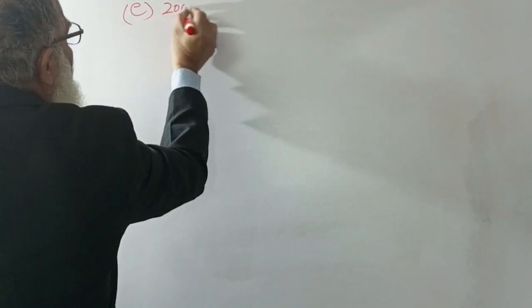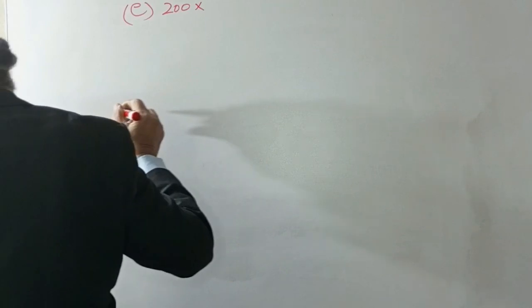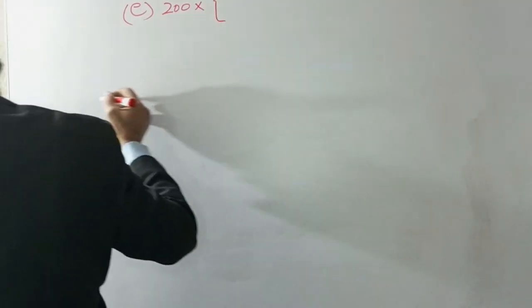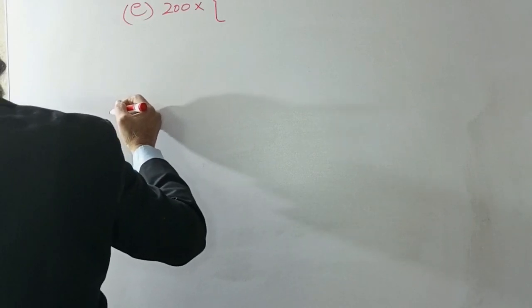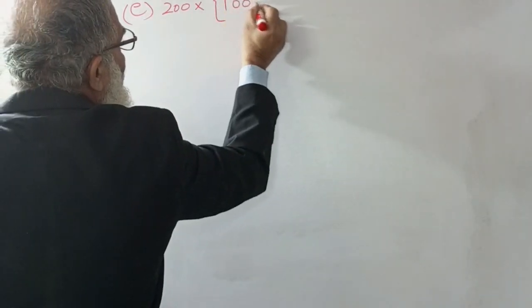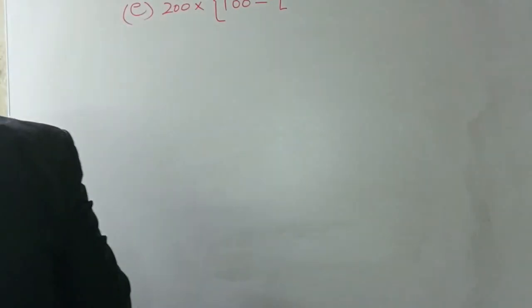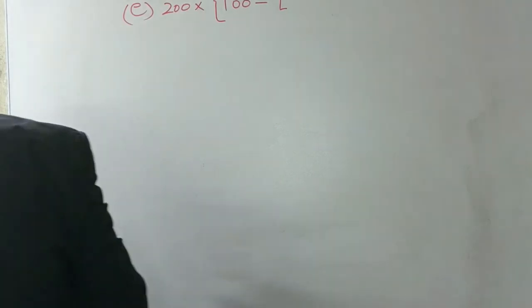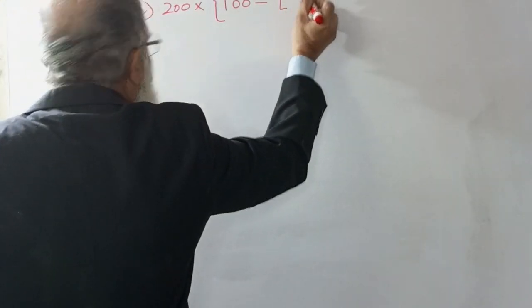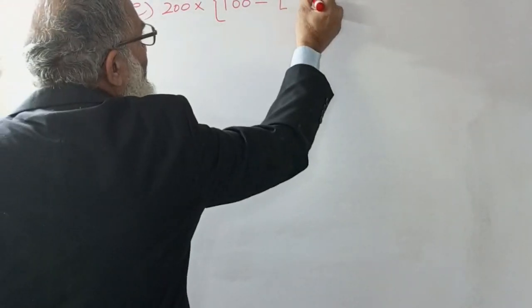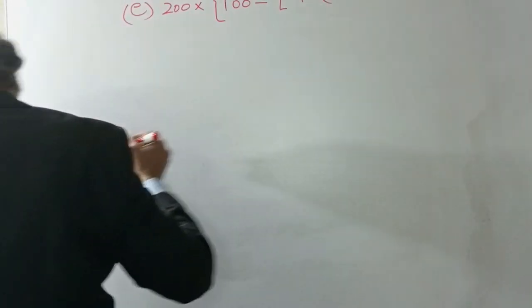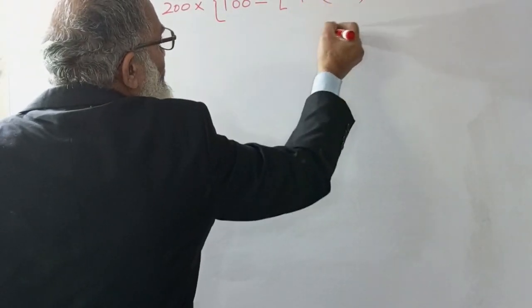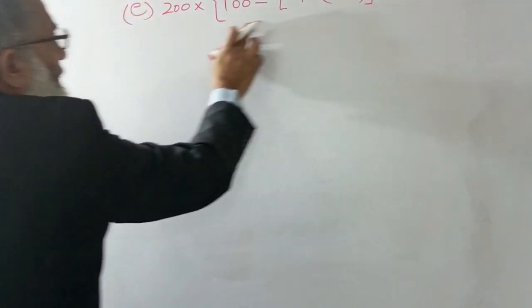Question number 3, part E. 200 multiplied by the flower bracket 100 minus bracket again 100 minus bracket again 4 minus 2 plus 8, 4 multiplied 2 plus 8. Close this bracket as in order these are coming.